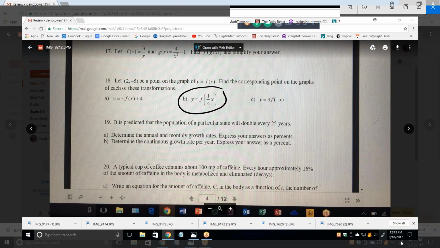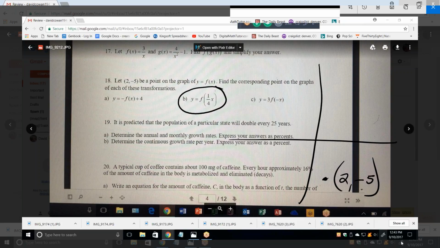This part. Again, I will put my 2, -5 point on there. And get in the habit of drawing these graphs, because that will clarify it for you. It really will. In other words, you learn a lot by drawing that point. What's the 1/4 do? Does it affect the x value, the y value, neither, or both?